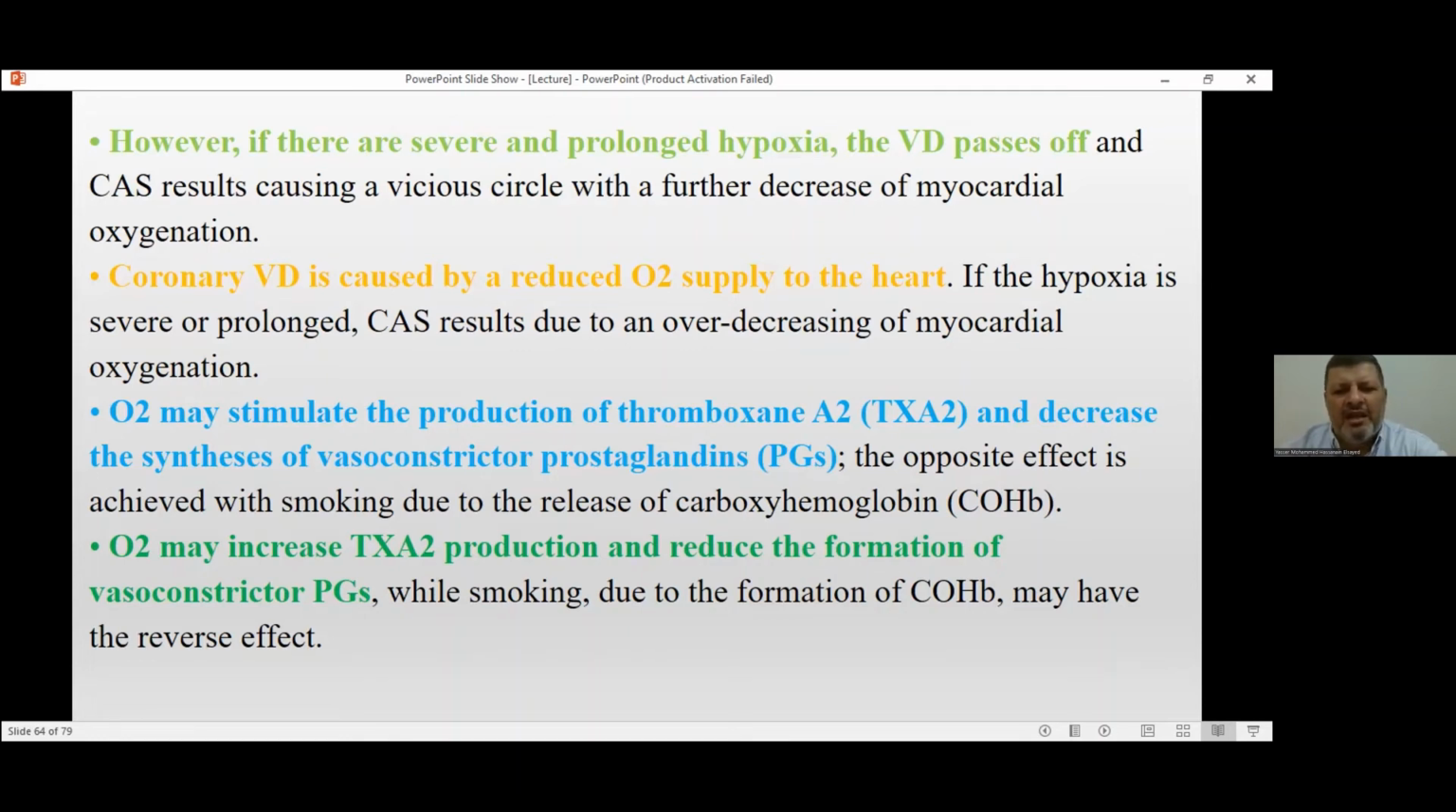Oxygen may stimulate the production of thromboxane A2, a vasoconstrictor, and reduce the formation of vasodilator prostaglandins, which diminishes the blood supply to the heart. Oxygen may increase thromboxane A2 production and reduce the formation of vasodilator prostaglandins.